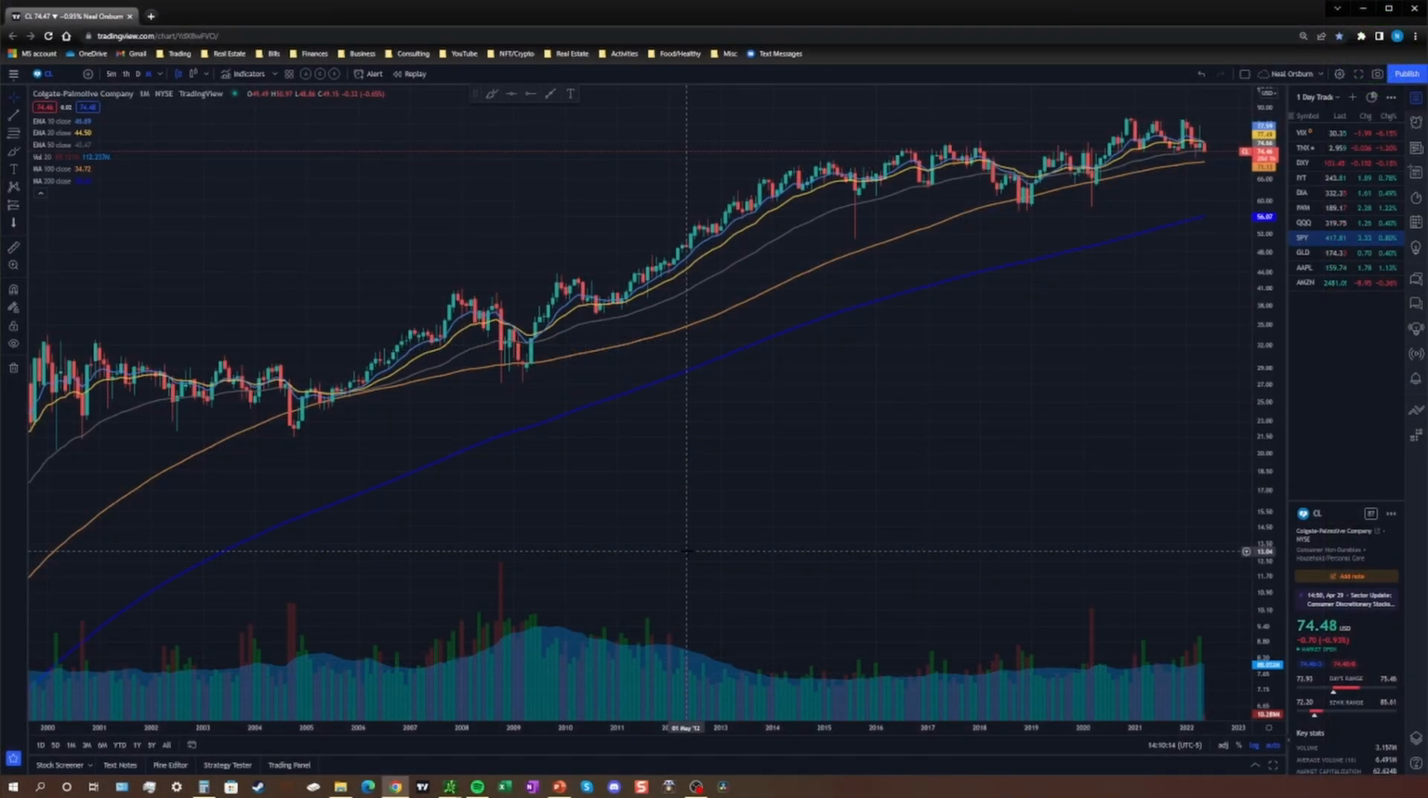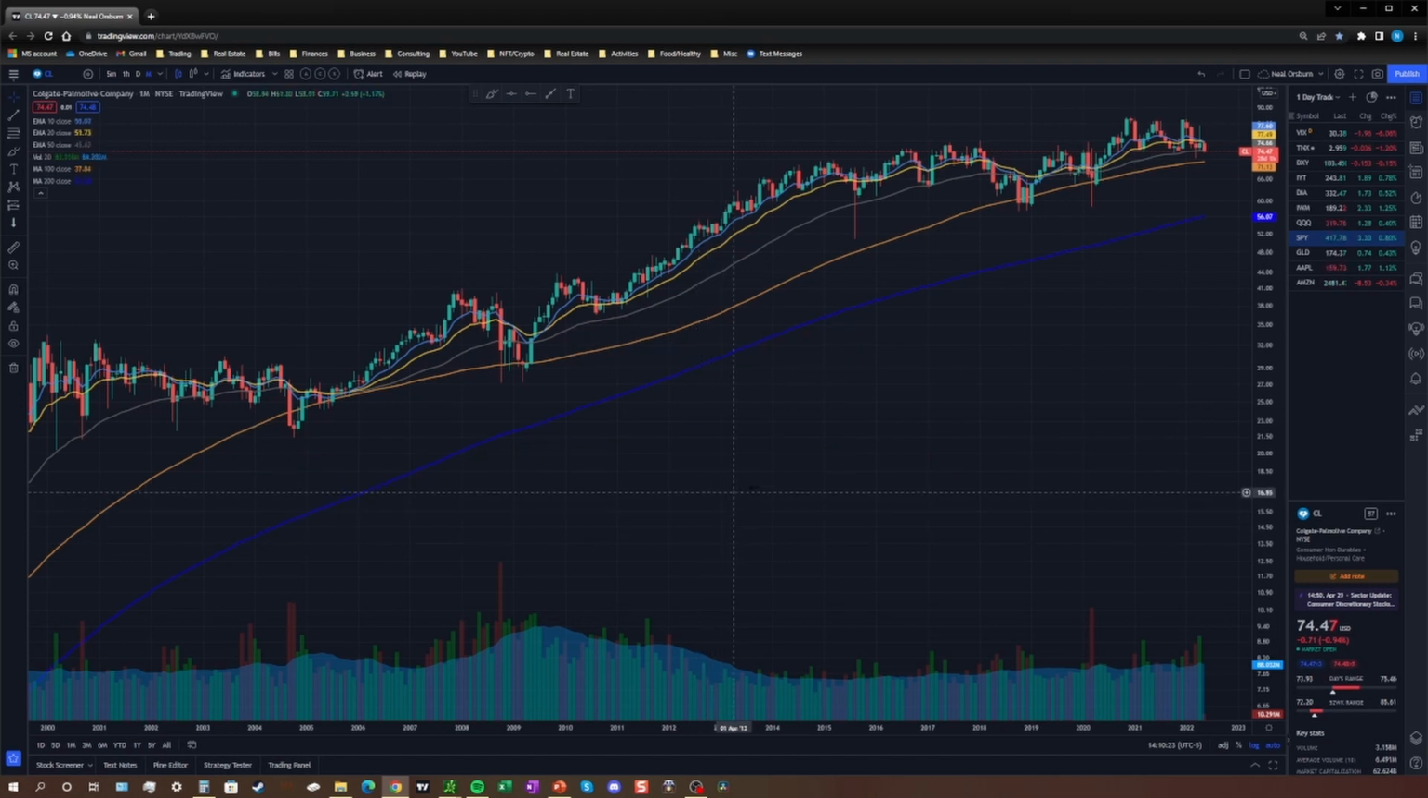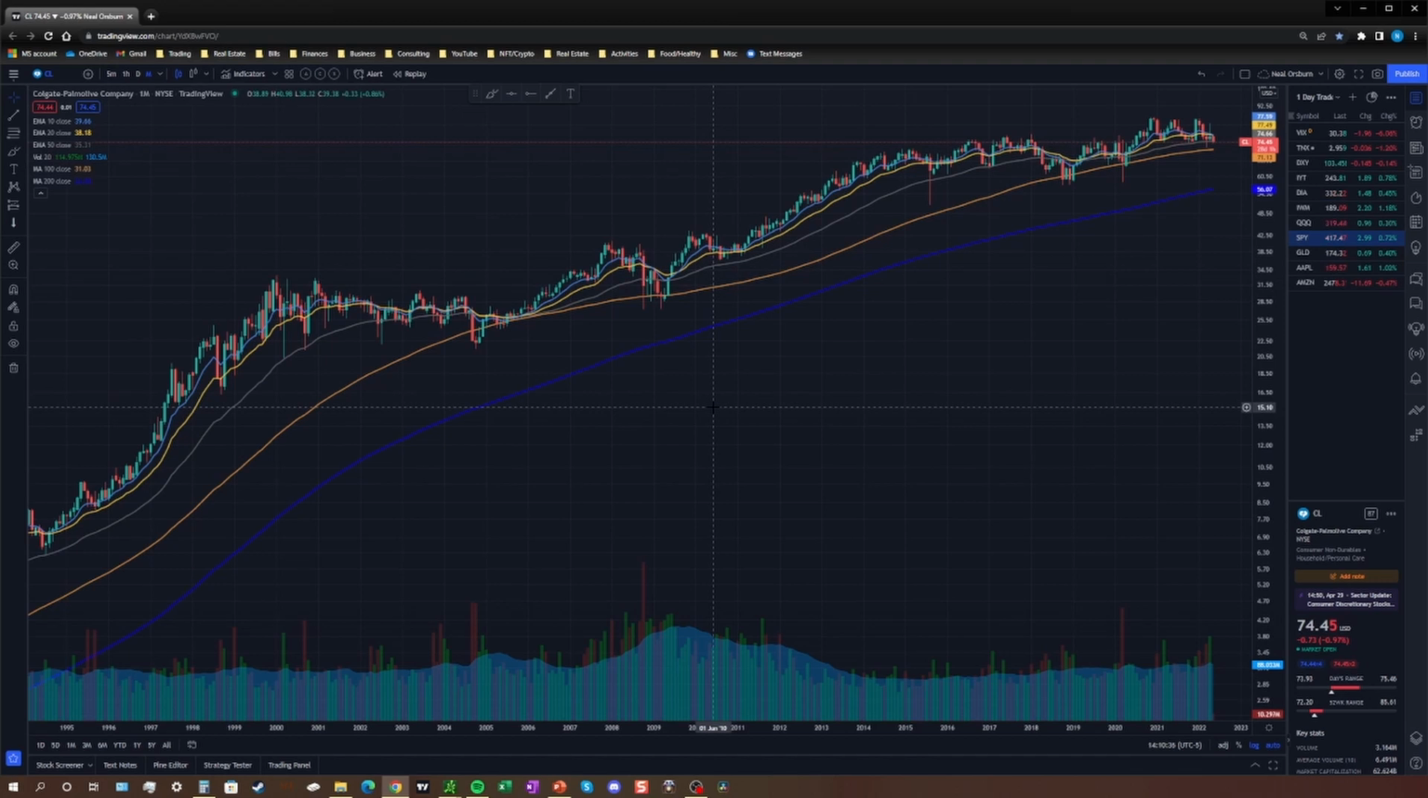Okay, so let's look at some examples. Now, I'm looking at a stock chart here for Colgate-Palmolive Company. The ticker symbol is CL. And what we want to understand is this is not a hugely volatile company. They very much trend bottom left to top right, and it's not a hugely volatile company. So this is a really good one to potentially do the wheel strategy on, okay?